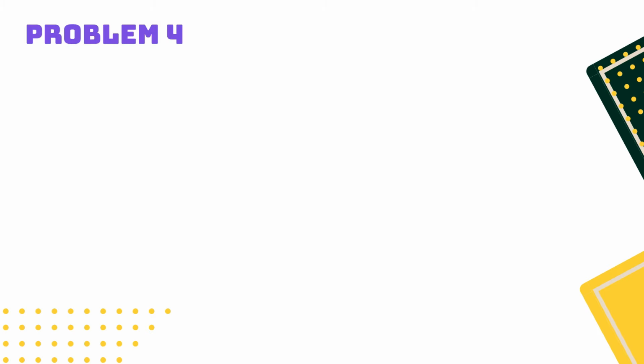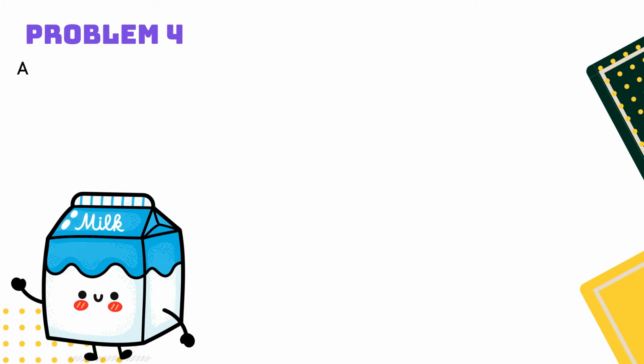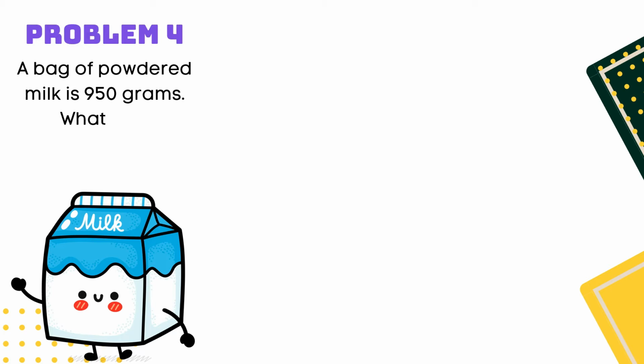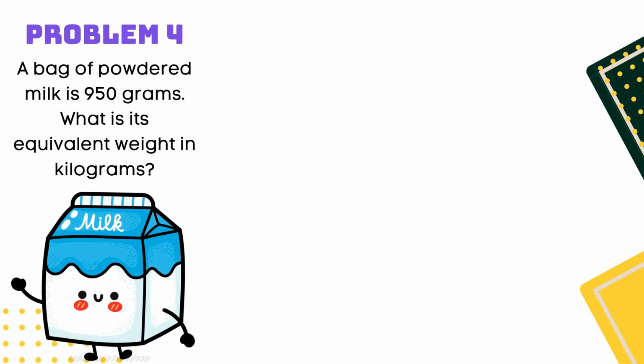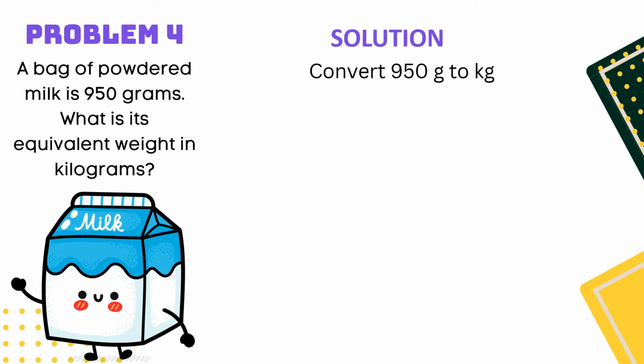This is our fourth problem. A bag of powdered milk is 950 grams. What is its equivalent weight in kilograms? So, how are we going to solve this problem? We're going to convert 950 grams to kilograms. We can still use the solution in our first two problems. But this time, we're going to use gram as our basic unit.